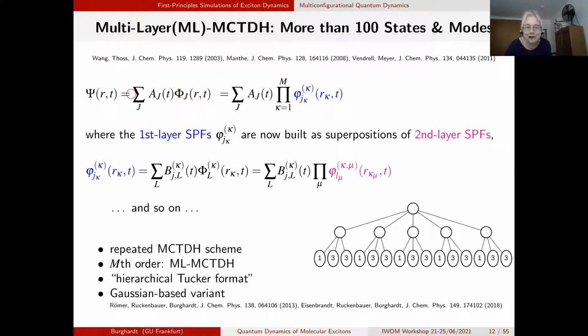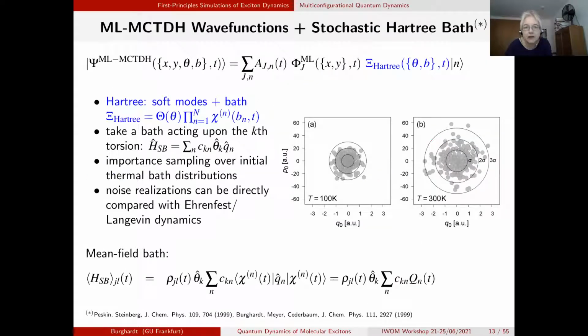So we have our wave function that is represented as a sum of products. We have these single particle functions here, and these are again represented as sums of products, just in the MCTDH way. So it's a repeated MCTDH scheme, and this ends up in a hierarchical format, which becomes very practical to use. And that is essentially what we are going to employ in the following.